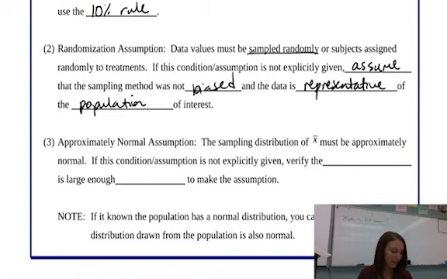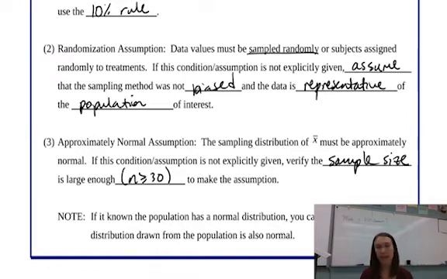All right, and then the third condition is the approximately normal condition. The sampling distribution of X bar must be approximately normal. If this condition or assumption is not explicitly given, then verify that the sample size is large enough, so n is at least 30, to make this assumption. Note, if it is known that the population has a normal distribution, then you can assume any sampling distribution drawn from the population is also normal. So that's kind of another way to get there.